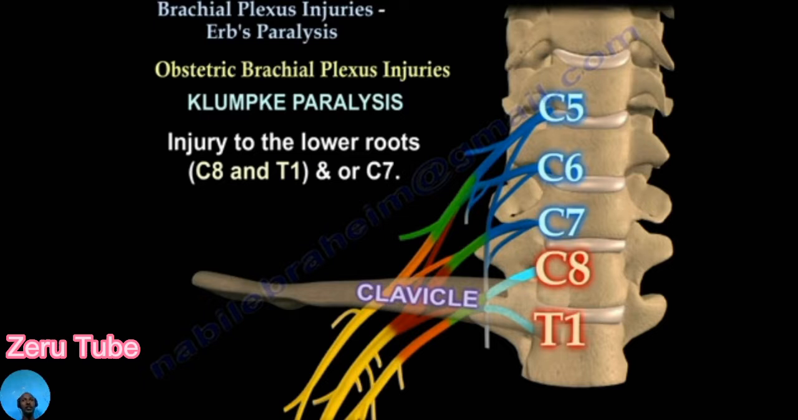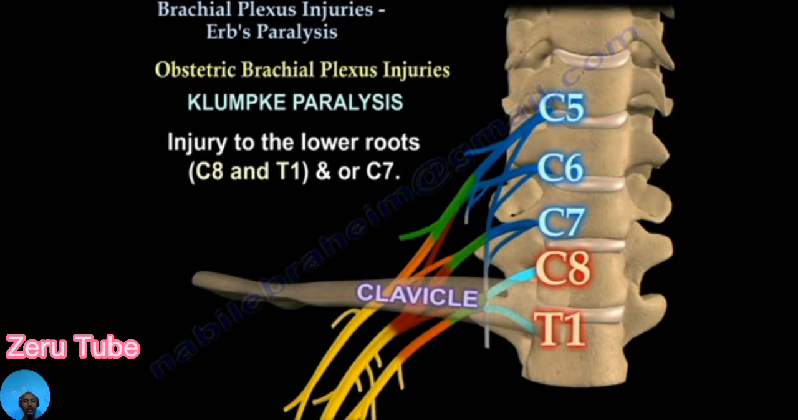It increases the extension, the angle between the shoulder and the neck. But Klumpke's paralysis comes due to the injury of C8 up to T1, the brachial plexus roots C8 and T1.